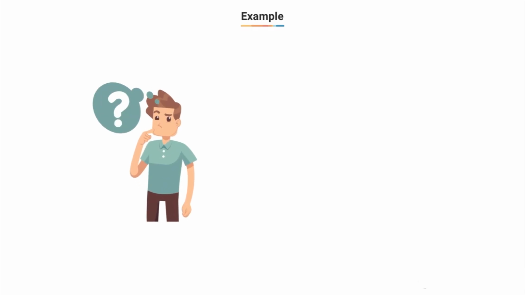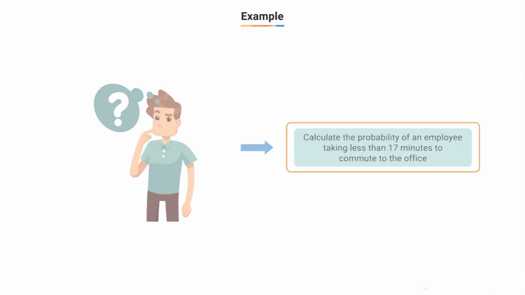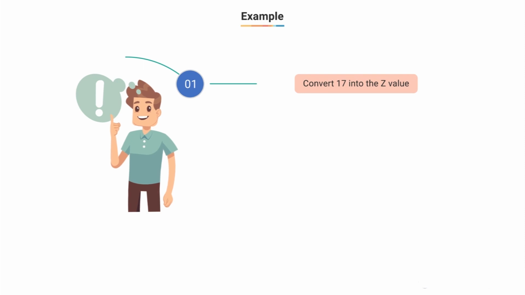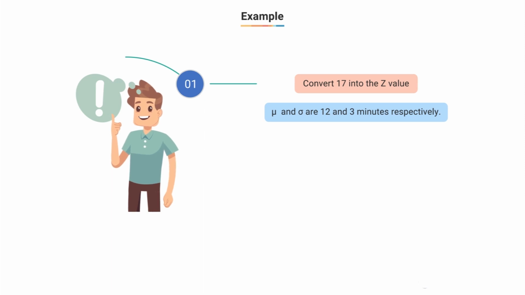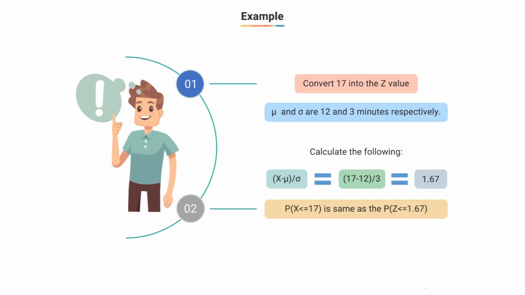How do we proceed to solve the problem of calculating the probability that an employee will take less than 17 minutes to commute to the office? So let's first convert this to the standard normal distribution and then see how we can calculate the probability from here. First, let us convert 17 into the z value. Remember that the mu and sigma for this distribution are 12 and 3 minutes respectively. Thus, calculating (x minus mu) upon sigma, we get (17 minus 12) upon 3, which equates to 5 by 3, which is 1.67.